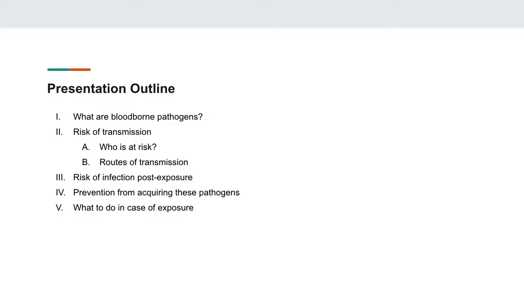I have here an overview of my presentation. We will start by discussing what bloodborne pathogens are. Then I will move on to talk about who is at risk of acquiring these infections and what the different modes of transmission are. I will move on to discuss the risk of transmission if one is exposed to such pathogens at work. Then I will cover pre-exposure preventative methods as well as post-exposure management and treatment.